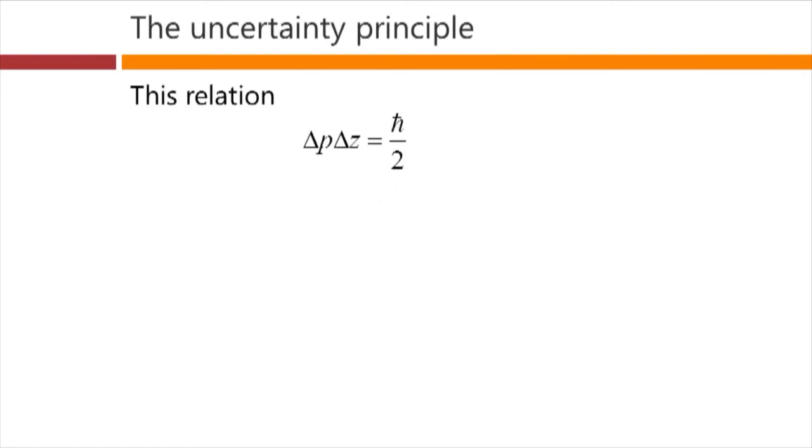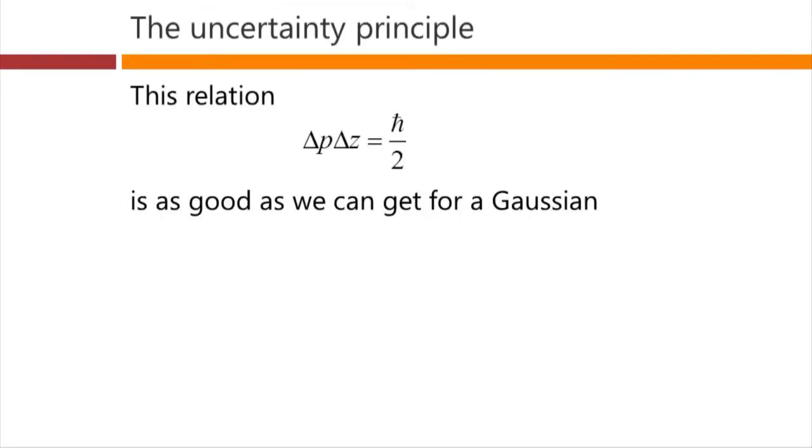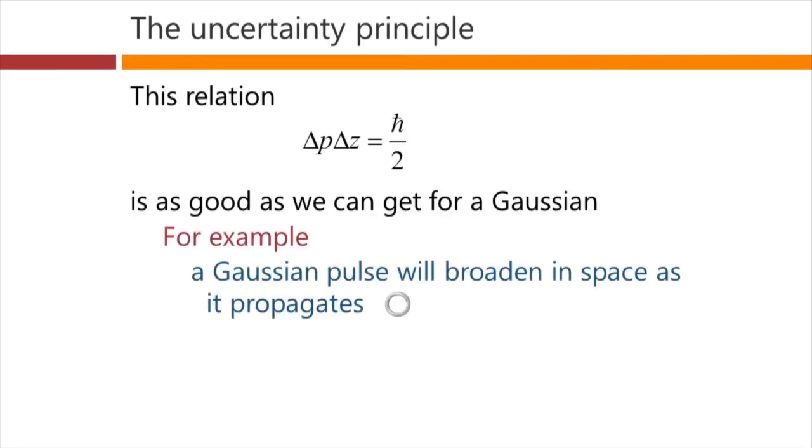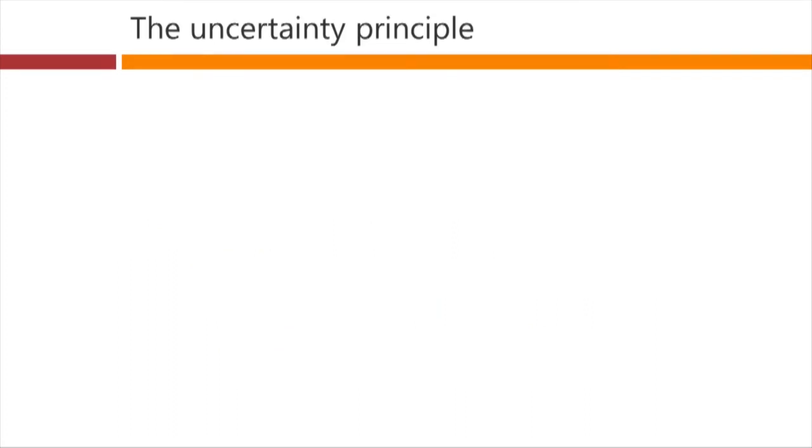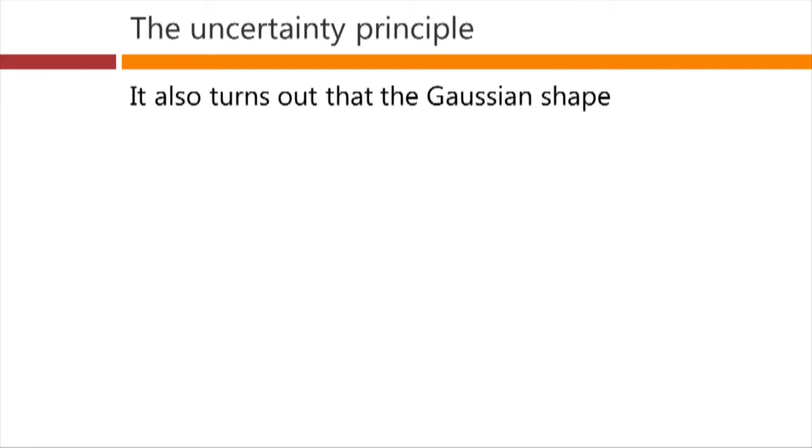This relation that we have here is as good as we can get for a Gaussian. For example, if we have that Gaussian pulse and we let it broaden in space as it propagates, it's still got the same range of k values in it, but it's become broader in space. So that was the best that we could do there, was that relation.